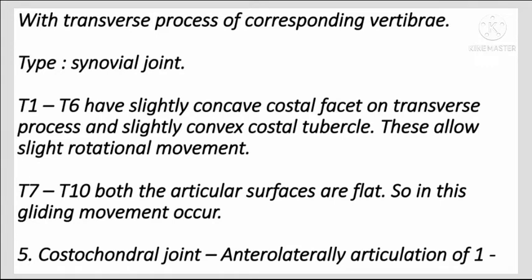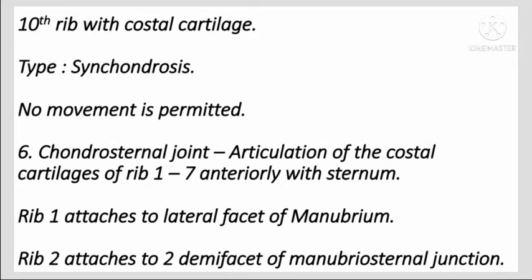The costotransverse joint: the tubercle of a typical rib articulates with the transverse process of the corresponding vertebra. Type: synovial joint. T1 to T6 have a slightly concave costal facet on the transverse process and a slightly convex costal tubercle. This allows slight rotational movement. In T7 to T10 both articular surfaces are flat, so gliding movement occurs.